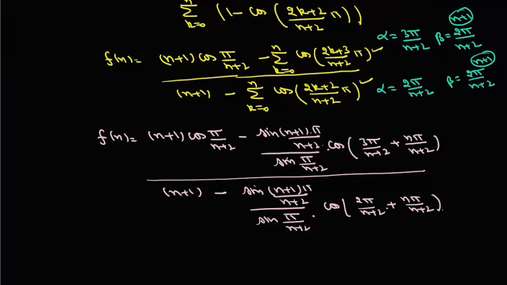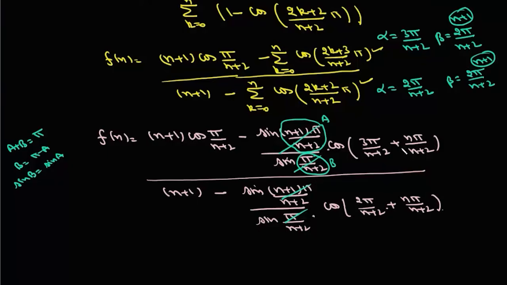Now if we look closely, if this is A and this is B, then clearly A + B will be (n+2)π upon n+2, so we'll have this as π. Then we can write B = π − A. Then sin B is equal to sin A. Essentially, these two sines have the same values, so we can cancel them in the numerator and in the denominator.